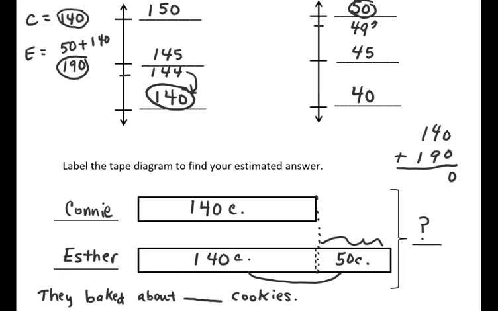0 plus 0 is 0, 4 plus 9 is 13, 1 plus 1 plus 1 is 3. That tells us that they baked about 330 cookies.